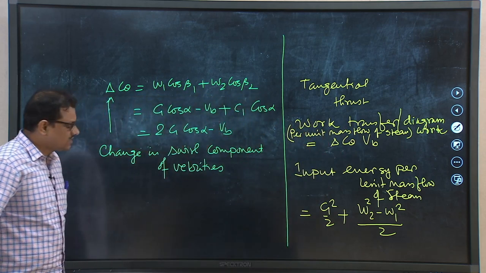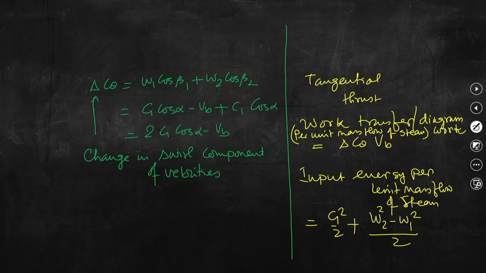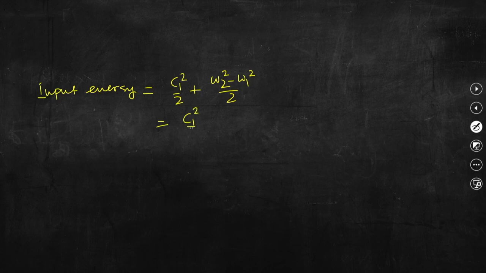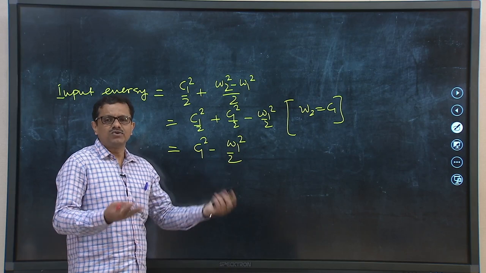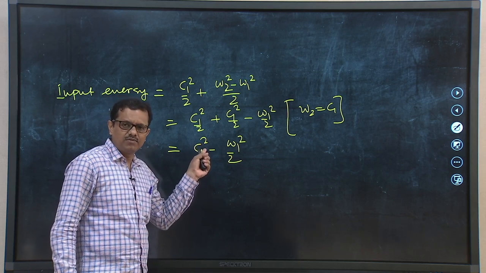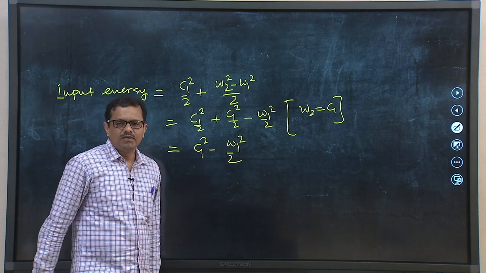So, if we write that input energy equal to C1 square by 2 plus W2 square minus W1 square by 2, we know that is C1 square by 2 plus C1 square by 2 minus W1 square by 2, because we know W2 equal to C1, and that is from the previous discussion, because this is valid for the 50% reaction turbine. So, this is C1 square minus W1 square by 2, right. Now, we need to write W1 in terms of the known quantities, that is the velocity of steam which will come out from the nozzle, that we know. Also, we know the blade velocity VB.